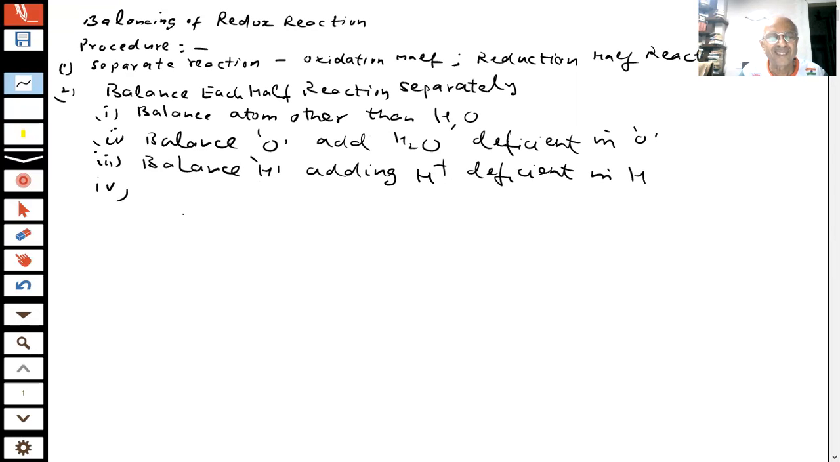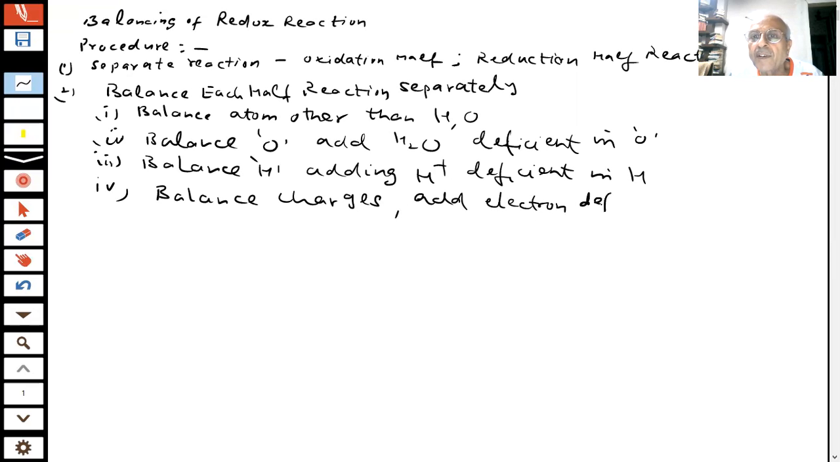The last step is to check whether the whole equation is balanced or not. How do you check? You balance the charges on both sides. The side which is deficient in negative charge, you add electrons to it. This is the balancing of the half reaction, students.